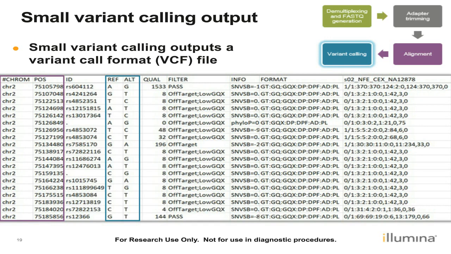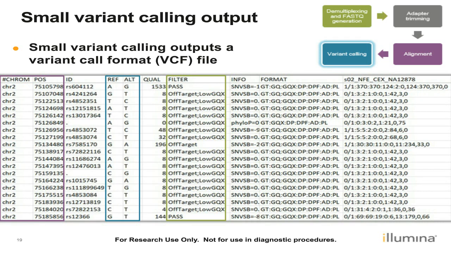We then have our filter column, and this can tell us a lot about the variant. It can tell us if it passed all variant filtering steps, which would be denoted with a pass, which you can see in the top variant. If for any reason a variant was determined to not pass any of the filtering steps, the reason will be encoded in the string that's printed in the filter column, for example, off target or low GQX.